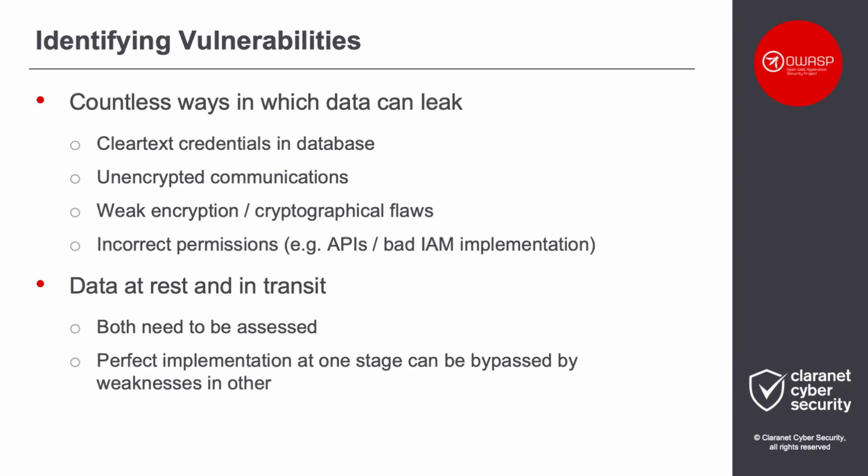So as was mentioned, there's two main ways in which data can be leaked or exposed, and that's at rest and in transit. And as mentioned, both need to be assessed. Say you have a perfect implementation, so you have top grade encryption, hashing, identity and access management policies, etc., that are absolutely fine. But then if you're sending the data over clear text, as discussed, over just clear text HTTP, then that data can be exposed. So the perfect implementation at one stage does not mean that you are secure. You need to ensure that both data at rest and in transit is secure.